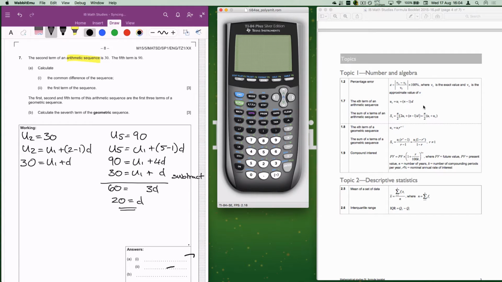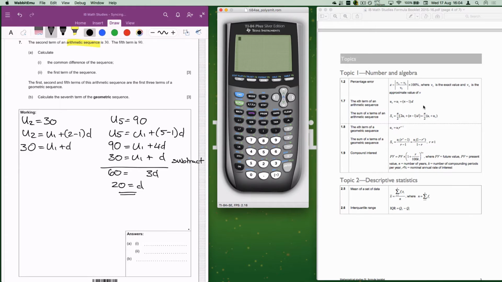Okay, so the first part here, we can fill in our answer. So that's 30. If u2 is 30, we can use a formula over here. We can take this 20 and plug it into this formula that we have here, and get our answers. So we can plug in our 20 into the formula. So 30 equals u1 plus, and we put our 20 in. That means 10 equals u1. 20 equals d.